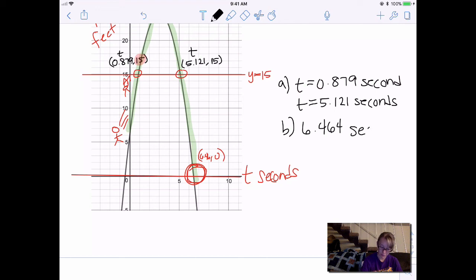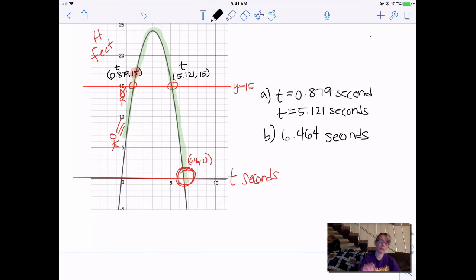So we will say that we're at 6.464 seconds, which makes sense because I've gone up at 0.879 seconds, so almost a second. The cat's in the air. It's come down. It's back at 15 at 5 seconds, and it takes another second to hit the ground.